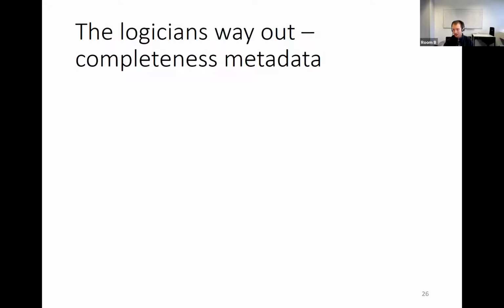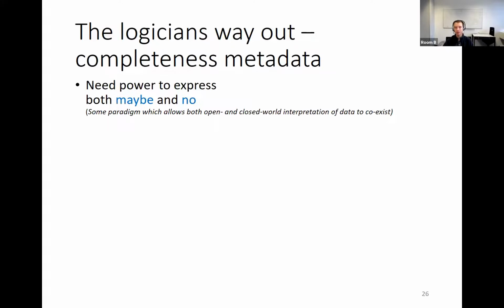So the logician's way out is completeness metadata. We need the power to express both the maybe and the no for assertions, so a paradigm that bridges the open and closed world assumption. That's actually an old idea: to use completeness assertions as additional metadata to assert where the open or the closed world assumption holds. Here we have again our table of awards, and we can additionally have some metadata which says, okay, we have all the Nobel prizes in this table. And if you have this additional completeness metadata, then our set of answers to queries becomes three-valued.